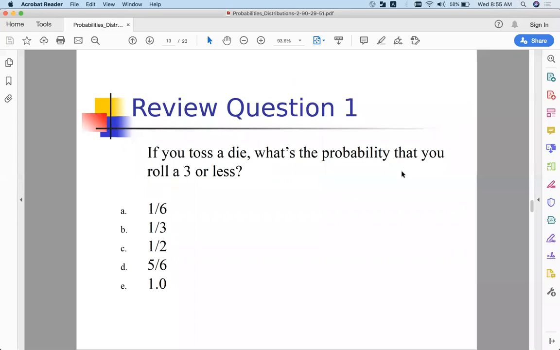Okay, so let's see if we are able to solve some questions based on the concept that we have discussed so far. If you roll a dice, what's the probability that you roll a 3 or less? I don't want anyone to jump on the answer. Take 1 minute, think through it, and answer. What is the option? Is it A, B, C, D, E?